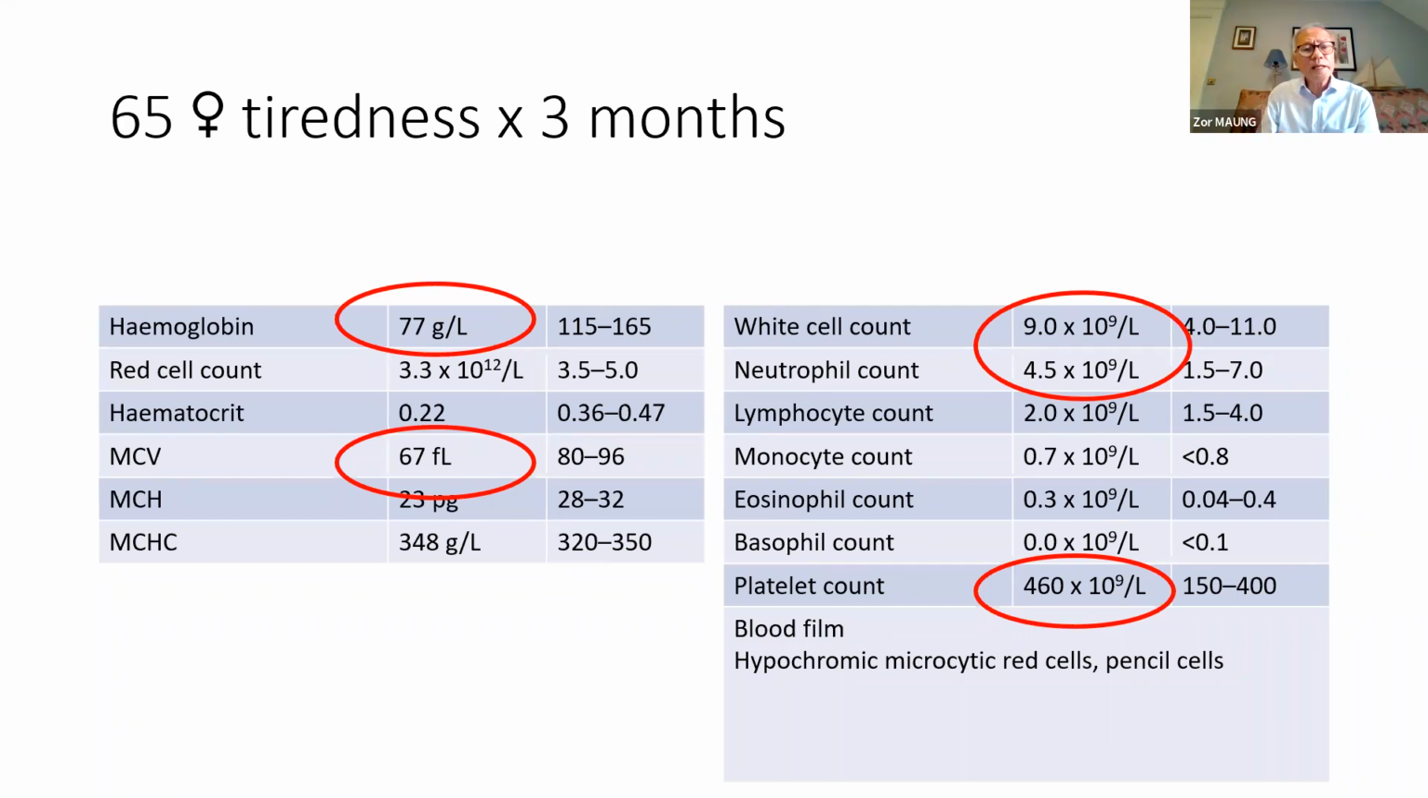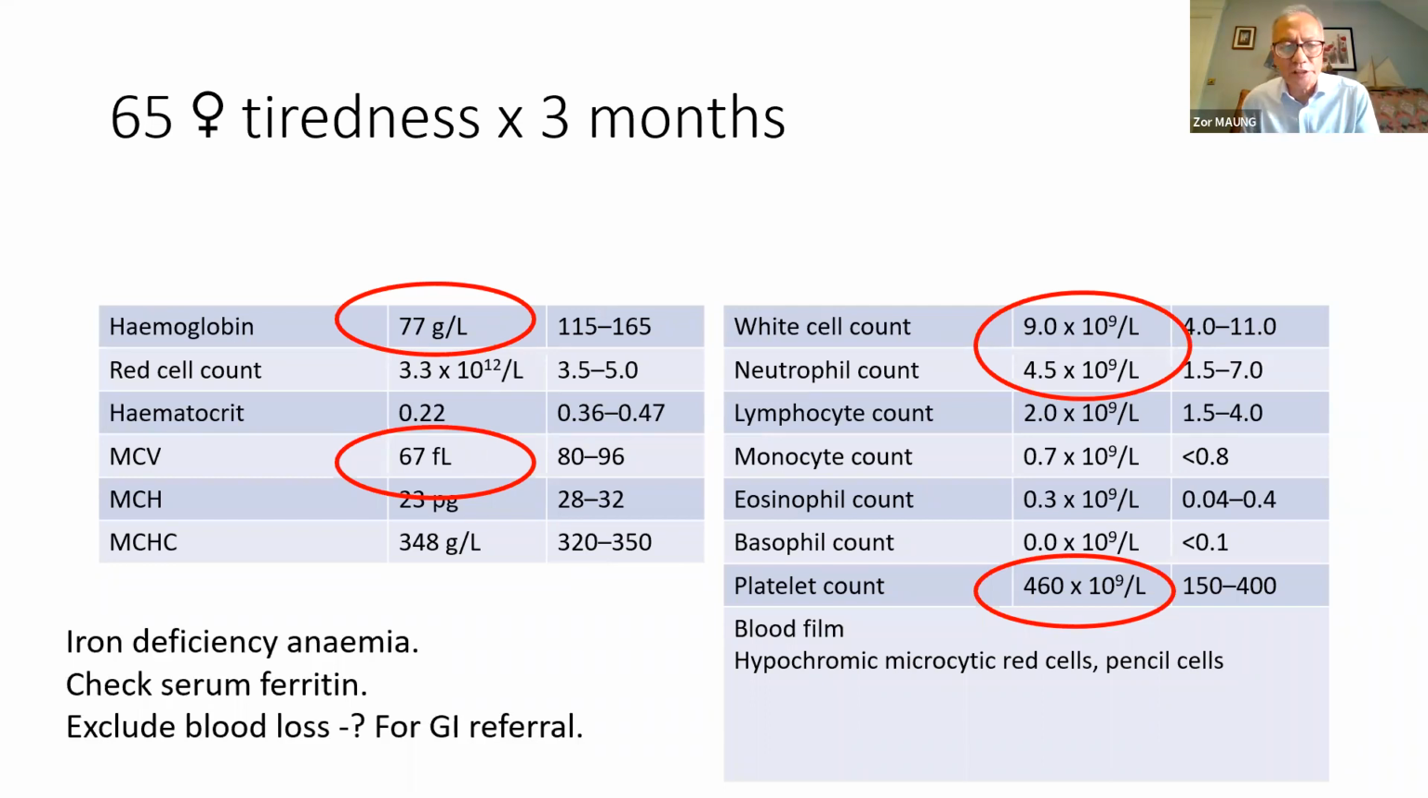Because iron deficiency anemia is a very important condition, especially in postmenopausal women or in men. So it looks like iron deficiency. To confirm, serum ferritin is low, and iron is low. Ferritin also low, so iron deficiency. In postmenopausal women, or adult men, with iron deficiency anemia, the most likely cause is blood loss. So you would make a GP referral or GI referral for endoscopy.